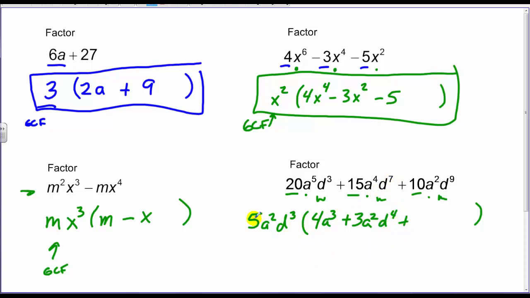I need an addition. 5 times what's 10? It's going to be 2. A squared times what is a squared? Well, that's just itself, so I don't need anything to multiply. And d cubed times what is d to the 9th? That's d to the 6th. And that's my factoring.